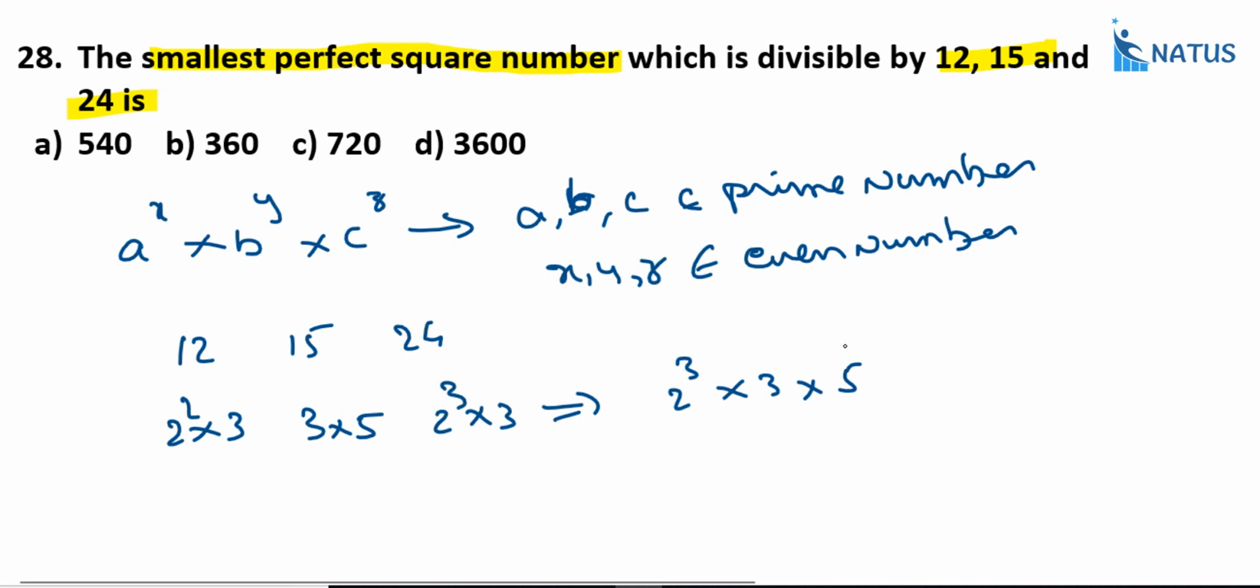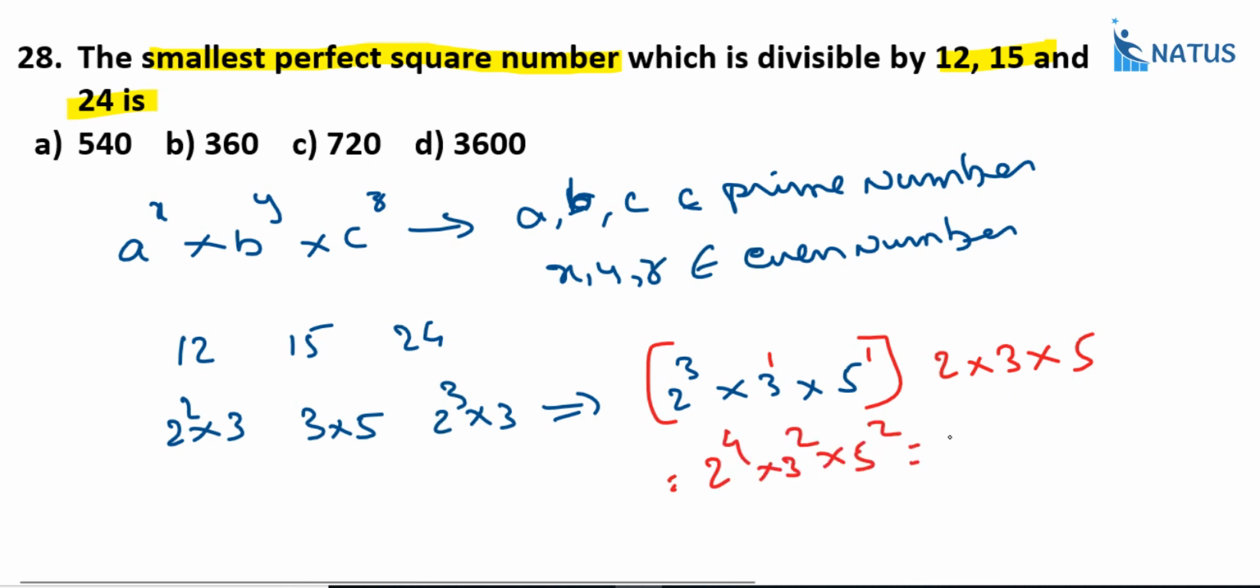Now, you will multiply this number with 2 into here 3 power 1 and 5 power 1. This is not a perfect square. When this number becomes a perfect square, you will multiply this number with 3. This is not a perfect square. When this number becomes a perfect square, you will multiply this number with 5, right? So this is equal to 2 to the power of 4 into 3 square into 5 square, right? So that is equal to 16 into 9 into 25. That is equal to 3600, the correct answer, right?